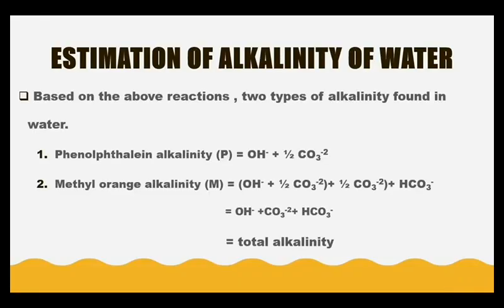Based on the above reactions, two types of alkalinity are found in water. Phenolphthalein alkalinity is due to complete OH⁻ ions and half of the carbonate present in water, and methyl orange alkalinity is due to all the ions present in water. Therefore, methyl orange alkalinity is also said to be the total alkalinity of water.